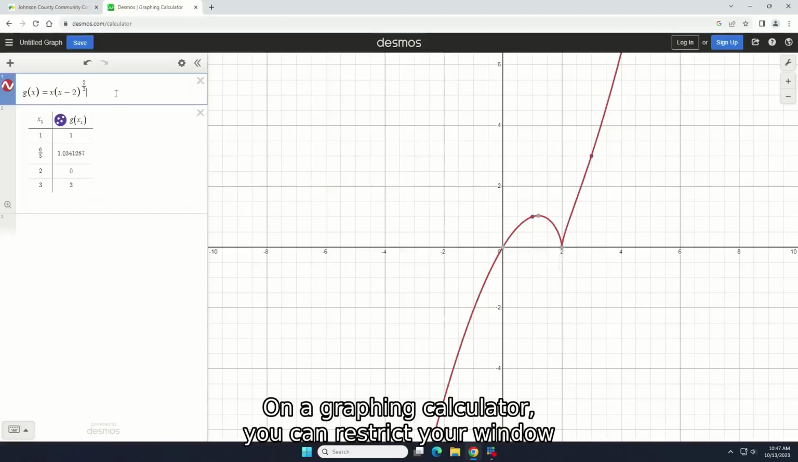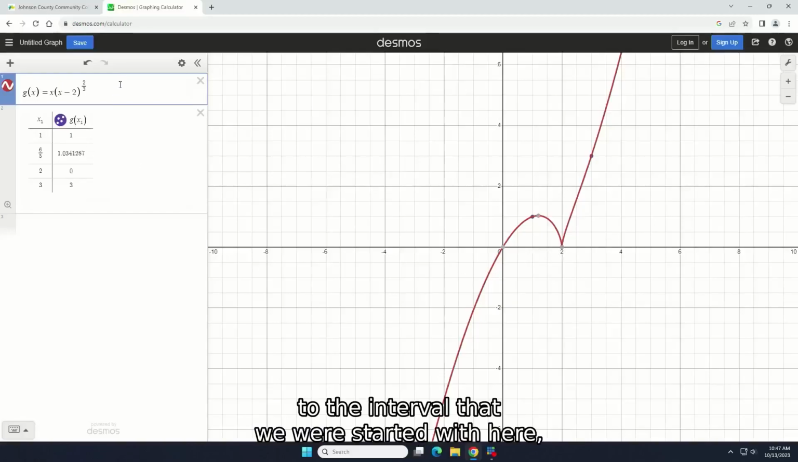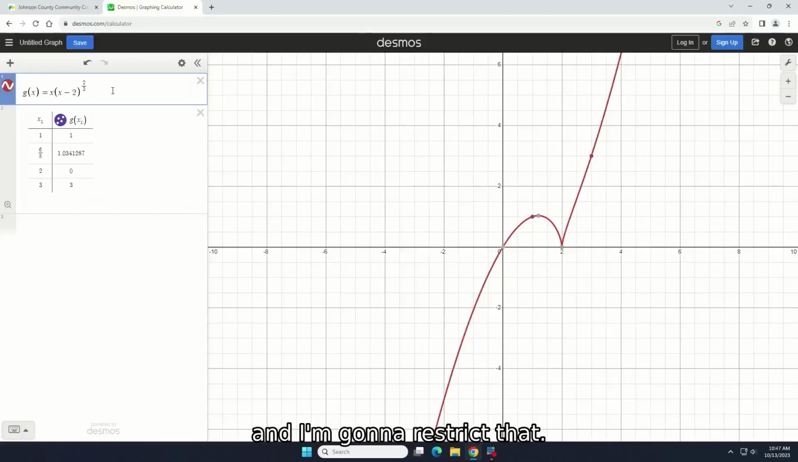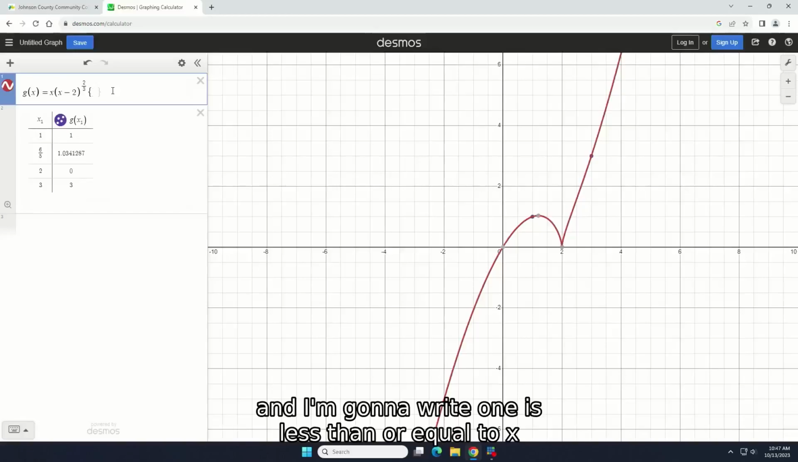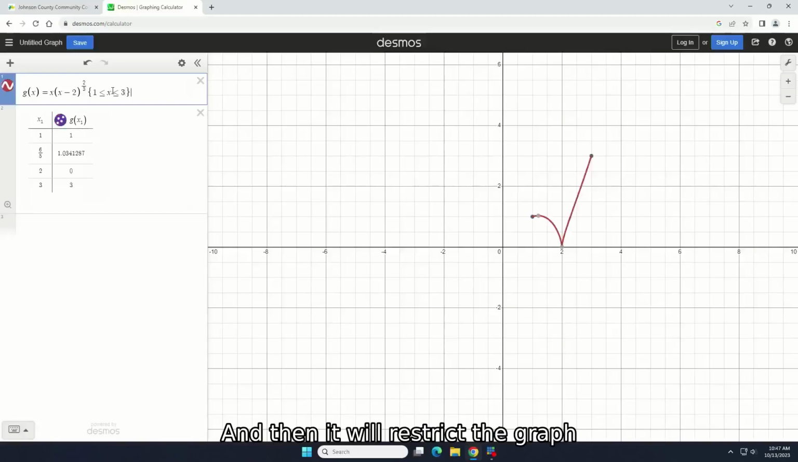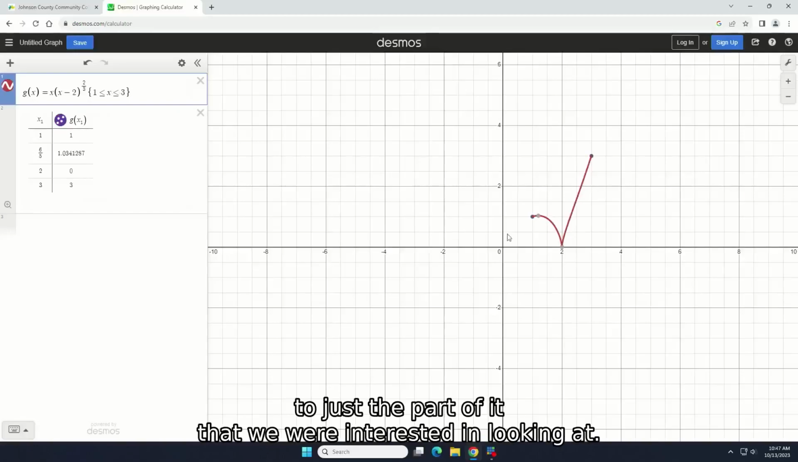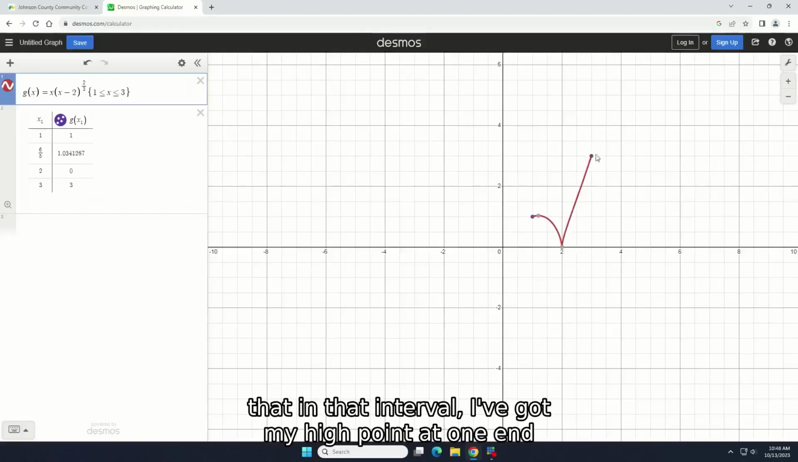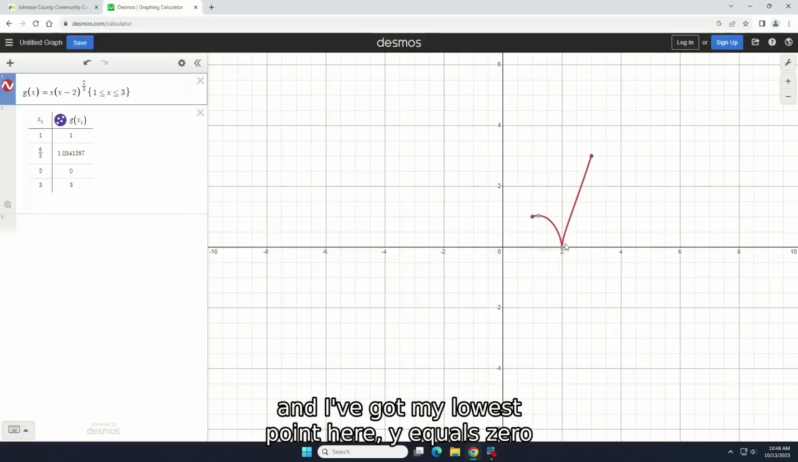On a graphing calculator, you can restrict your window to the interval that we started with here, 1 to 3. On Desmos, if you want to do that, the syntax is a little bit different. I'm going to go over here to where I have the function typed, and I'm going to restrict that. So I use this set notation bracket, and I'm going to write 1 is less than or equal to x is less than or equal to 3, and then close that bracket. And then it will restrict the graph to just the part of it that we were interested in looking at. And then it's maybe a little easier to see that in that interval, I've got my high point at one end, and I've got my lowest point here, y equals 0 when x is equal to 2.